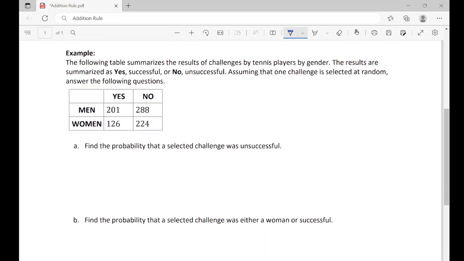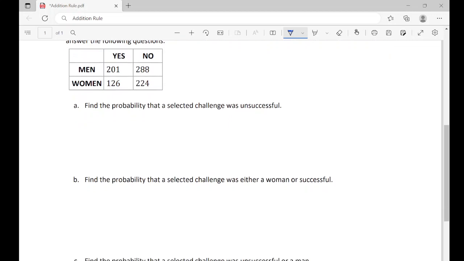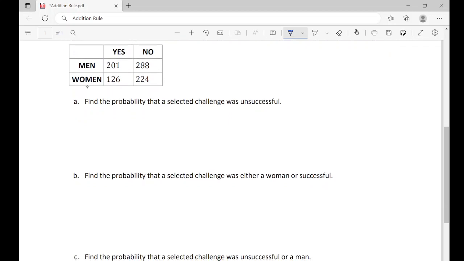So let's look at an example and see what we can learn. The following table summarizes the results of challenges by tennis players by gender. The results are summarized as yes, successful challenge, or no, unsuccessful challenge. Assuming one challenge is selected at random, answer the following questions. So let's look at our table, and we see we have men and women here, and successful and unsuccessful challenges labeled here. When you have a table like this, it's best to know how many events you are dealing with.